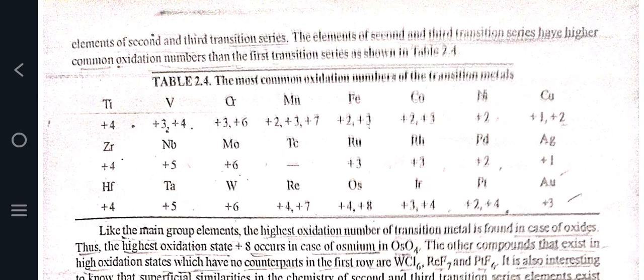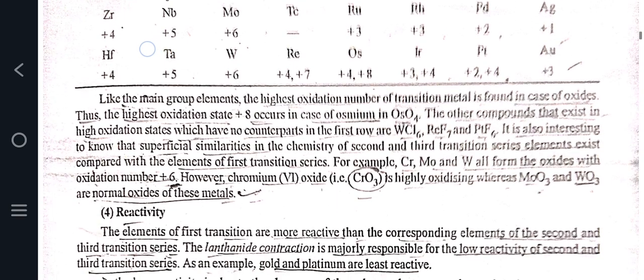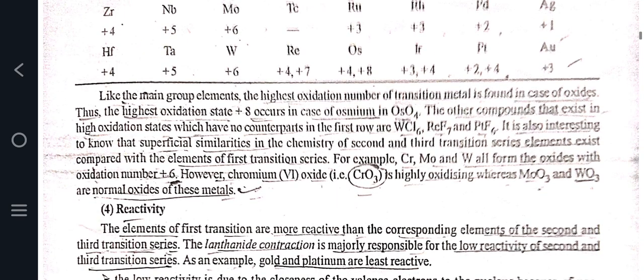Thus, the highest oxidation state, +8, occurs in the case of osmium, OsO4. For the other compounds that exist in higher oxidation states, which have no counterparts in the first row, examples are WCl6, ReF6, or PtF6. It is also interesting to know that superficial similarities in the chemistry of second and third transition series elements exist compared with the elements of the first transition series.